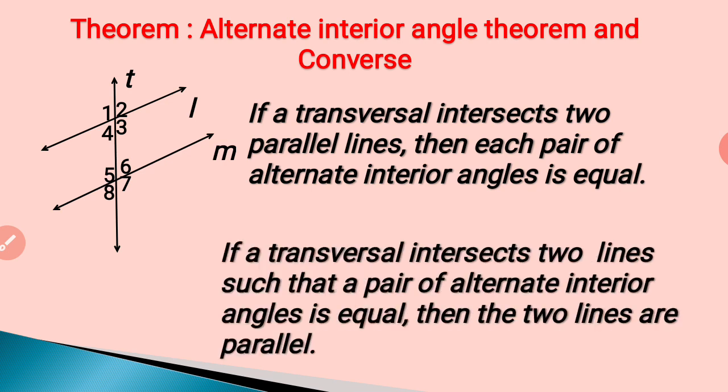Now the converse of it: if a transversal intersects two lines such that a pair of alternate interior angles are equal, then the two lines are parallel. In the converse, we are told that the alternate interior angles are equal, and hence we conclude that the lines are parallel.